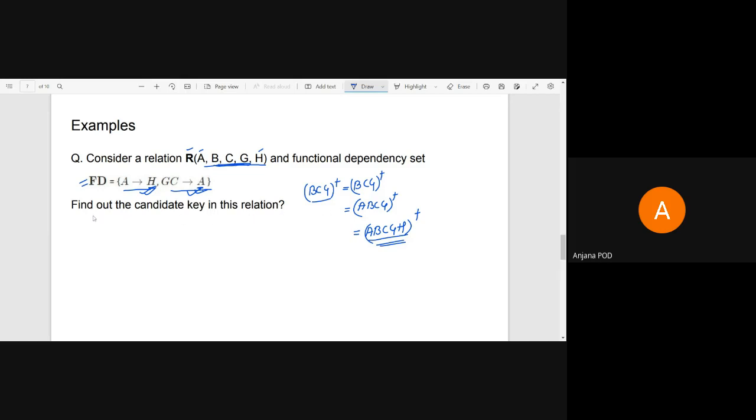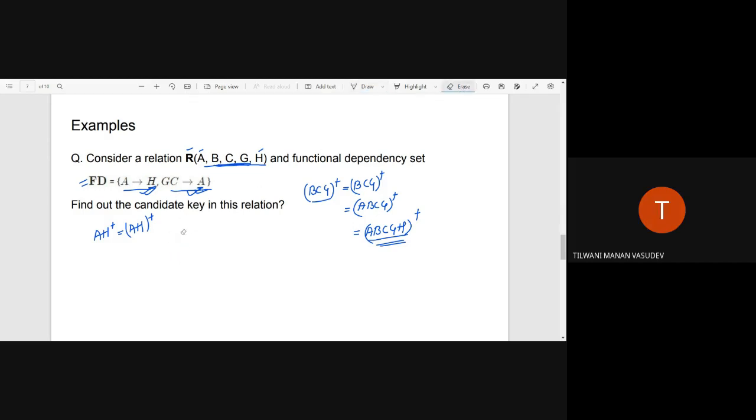We can also check for some other attribute sets. Say we want to check for AH. From AH we'll get AH, and are we getting any other attribute? No, right? So we can't say that AH is a candidate key. Ma'am, I have one doubt. How are you deciding that you have to calculate AH?